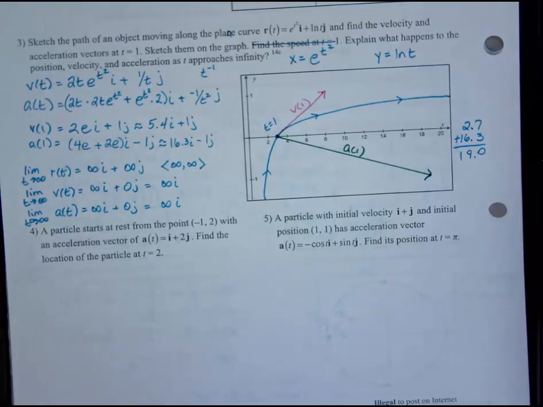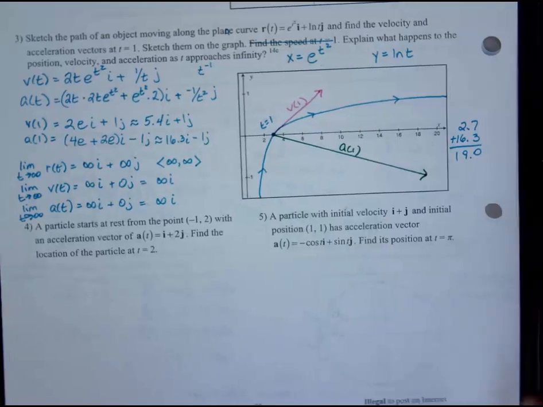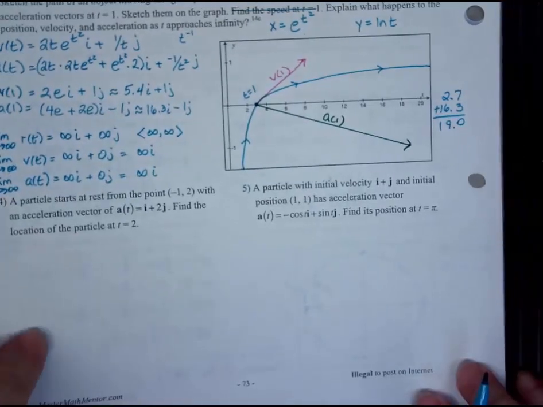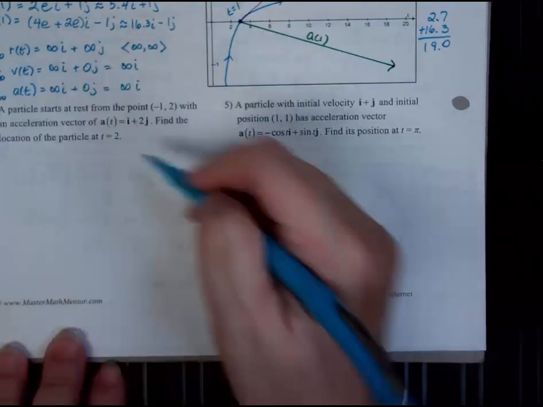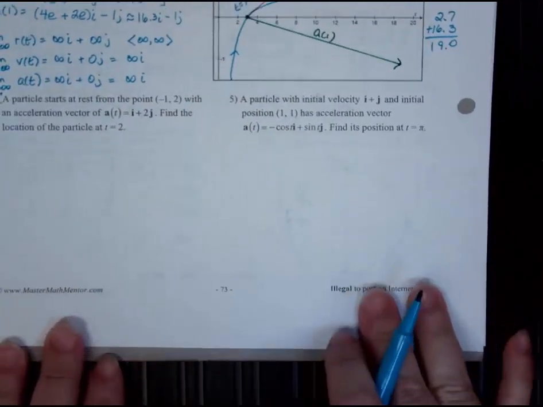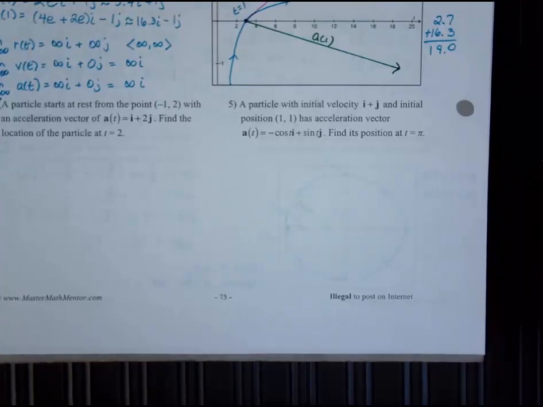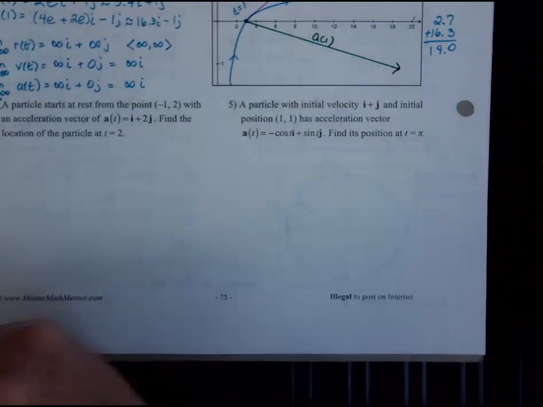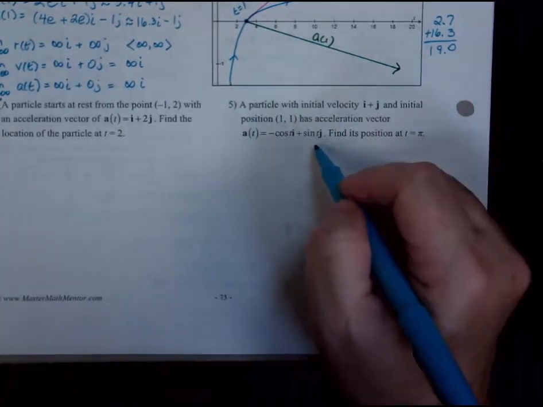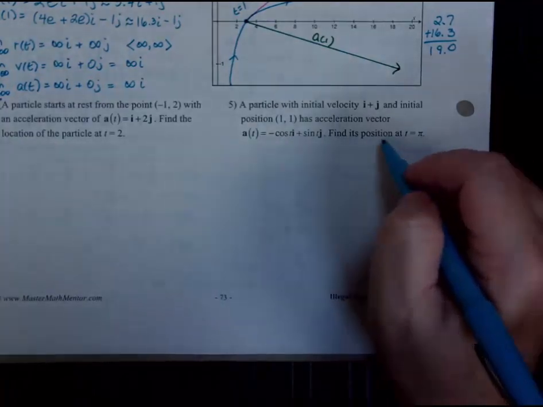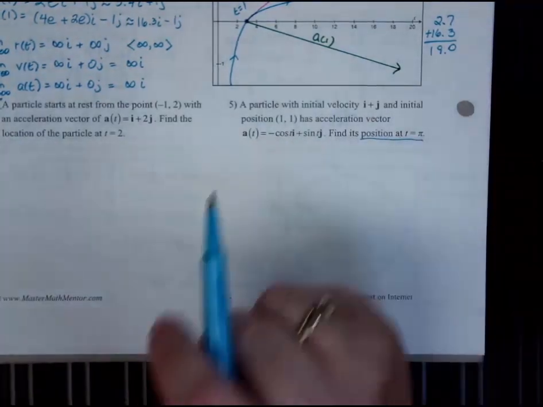Okay, let's work through number 5. Now, number 5 is similar to something we did last class, and it had to do with antiderivatives. So, we're not going to do 4, so I'm going to mark 4 out, and I get all of this space down here to work, which you're going to need more than what they give you. The particle with initial velocity i plus j and initial position 1, 1 has an acceleration vector of this. Find its position at t equals pi.